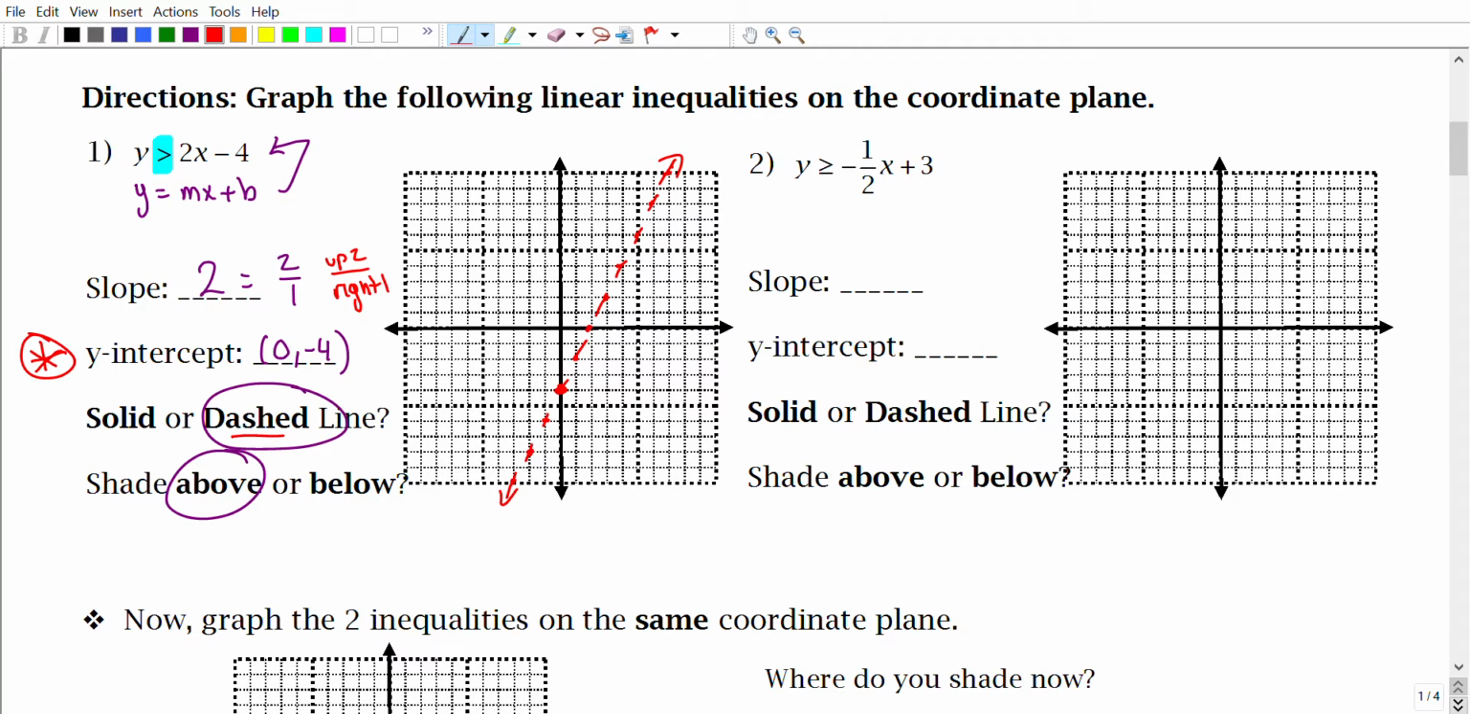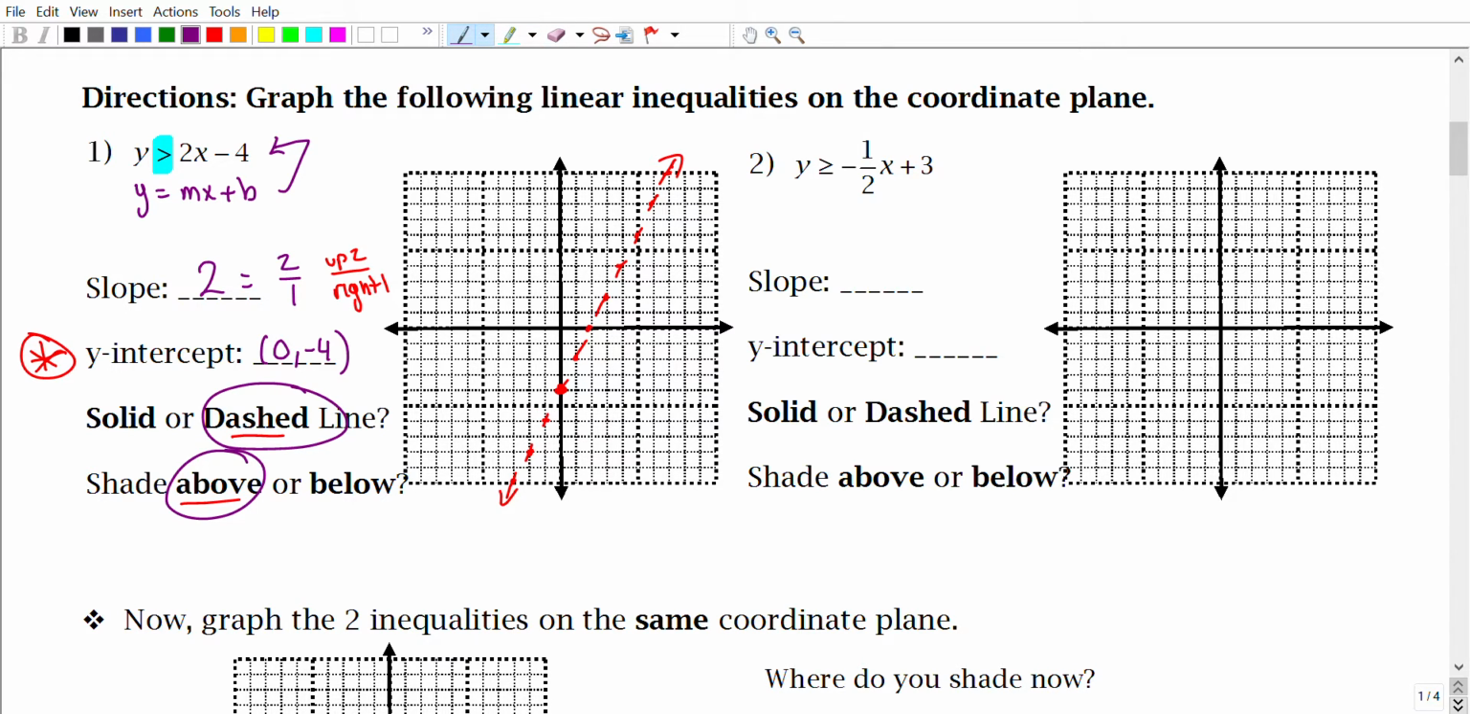Now we have to talk about shading. We shade above or below. It looks like we're being asked to shade above, but which is above? Is it all of this, or is it all of this? Well, we have to figure that out. So let's see. This is what I like to do, and if it helps you guys out, I recommend that you try it out.